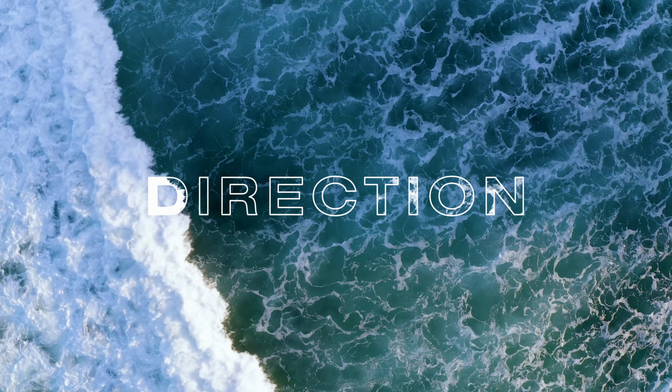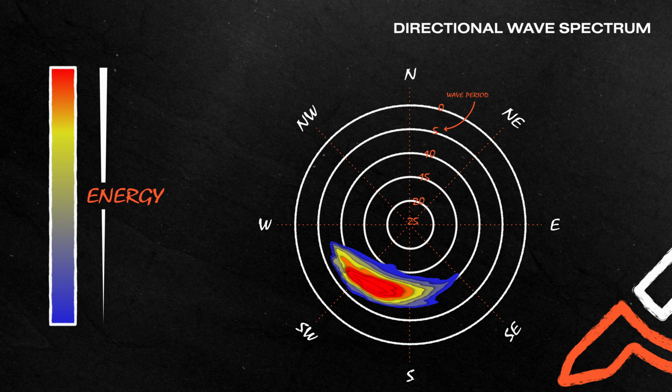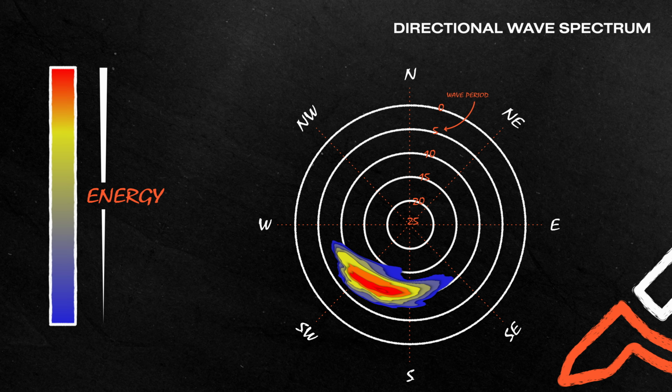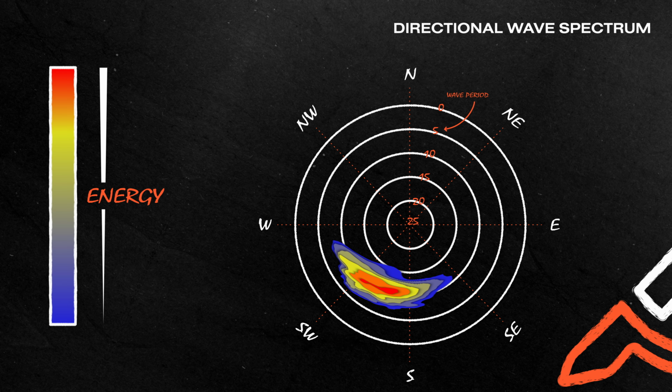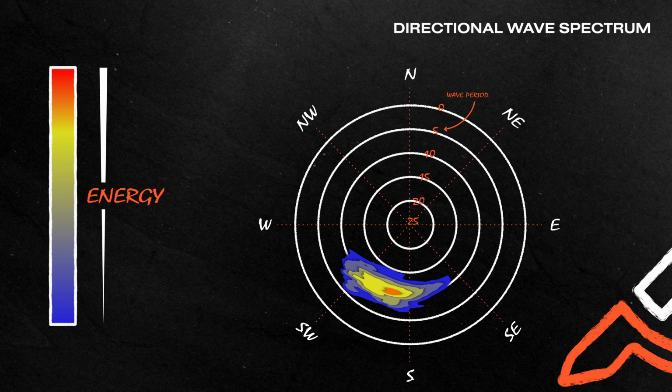But waves don't just have periods, they also have directions. That's where the two-dimensional or directional wave spectrum comes in. This gives us the complete picture: how wave energy is distributed across both period and direction simultaneously. It's a more sophisticated view that tells us not just when the waves are coming, but from which direction as well.